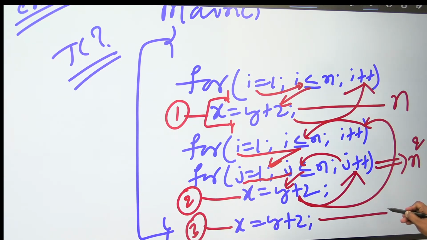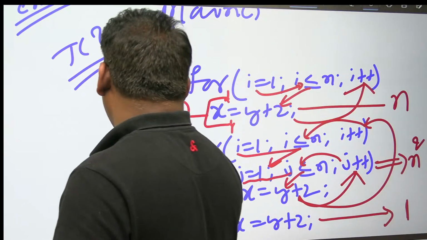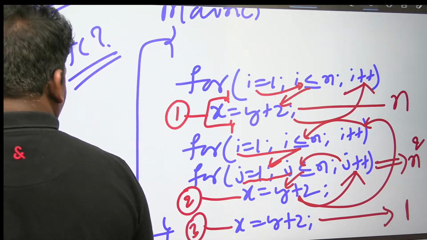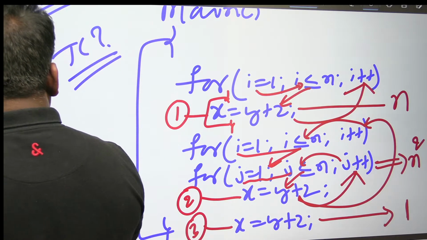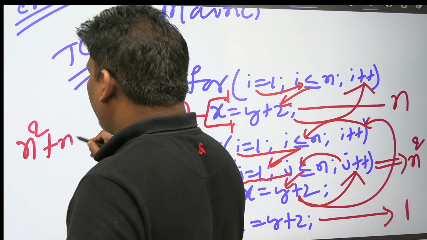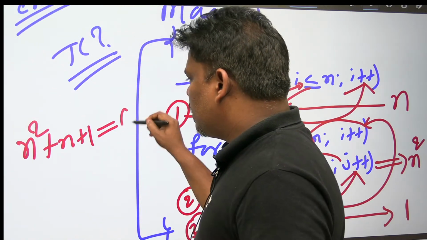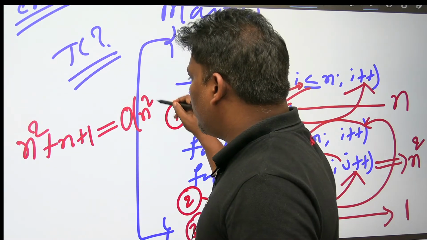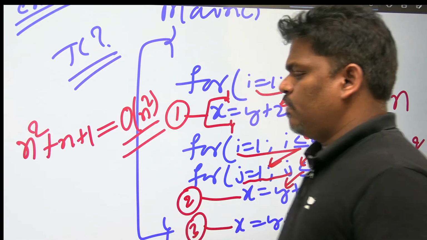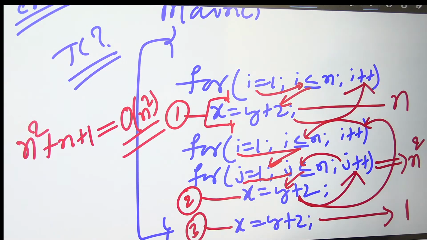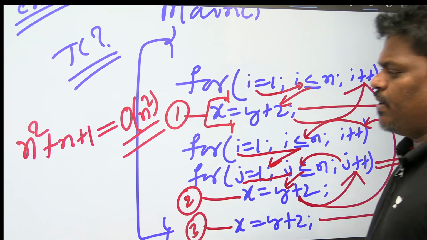The third statement will execute 1 time. First statement executes n times, second statement n square times, third statement 1 time. So overall n square plus n plus 1. Who is the bigger one overall? n square. So the time complexity of this program is big O of n square.